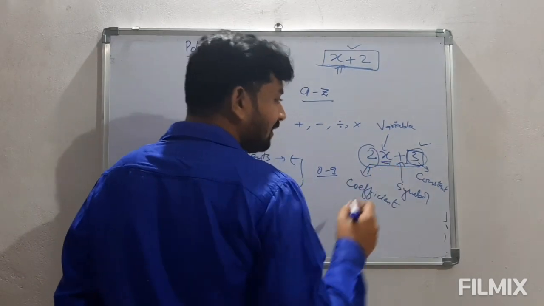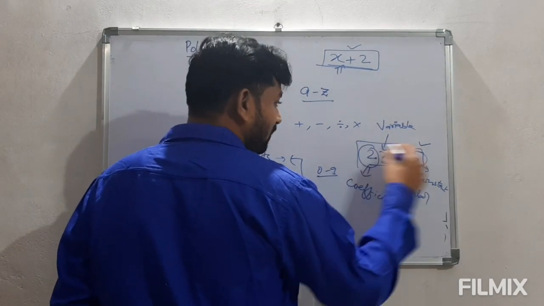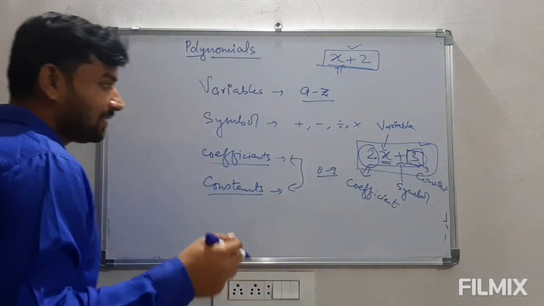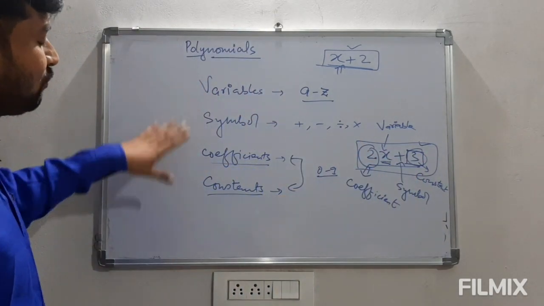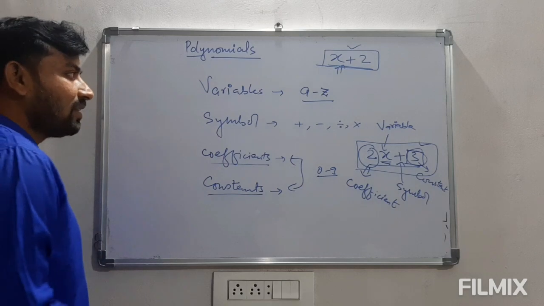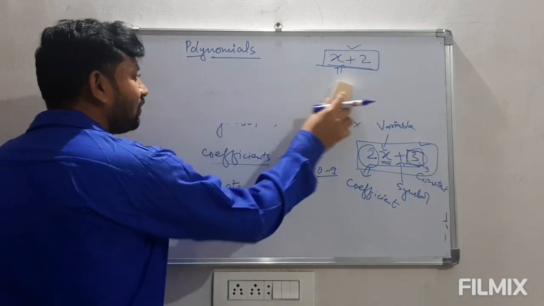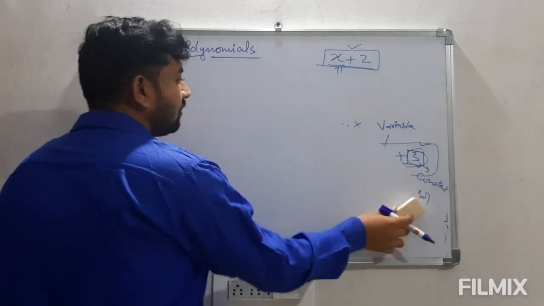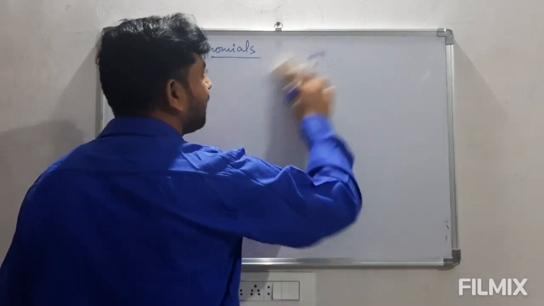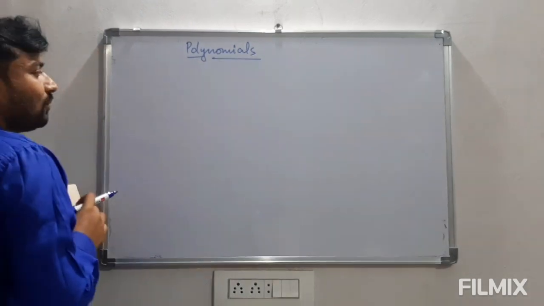Here the variable is the reason the value of this whole expression 2x plus 3 keeps changing. So this is the basic which you must have seen in your previous classes starting from class 6, as algebra started from class 6 only. Now let us come to our main discussion, that is polynomial.